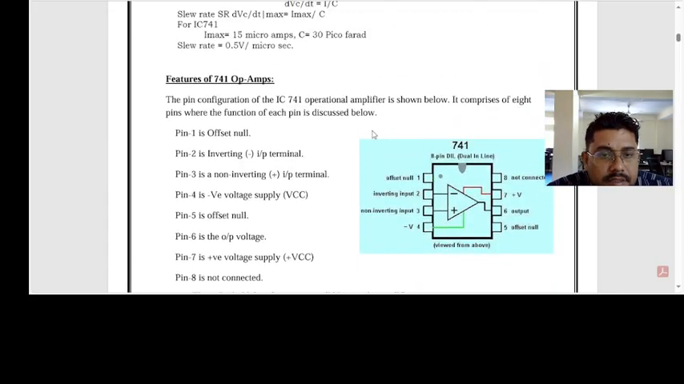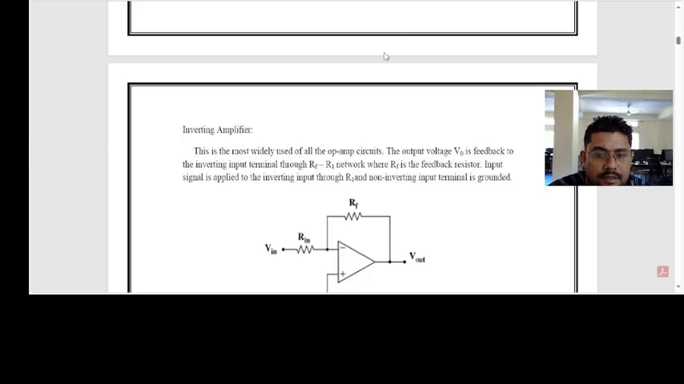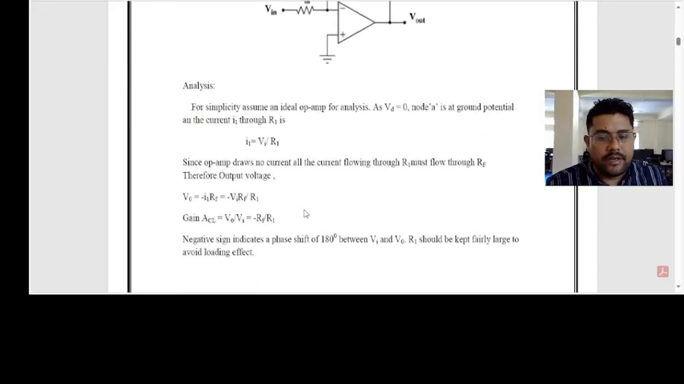Last class we discussed the features of the 741 op-amp IC, and in this class we will discuss the inverting and non-inverting configurations of amplifiers, differential amplifiers, and instrumentation amplifiers, the different types of amplifiers.